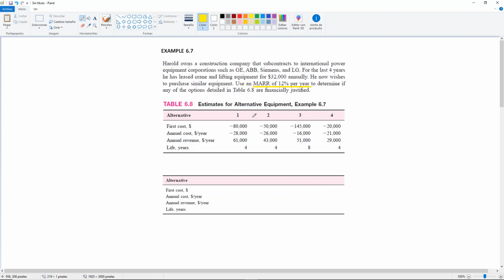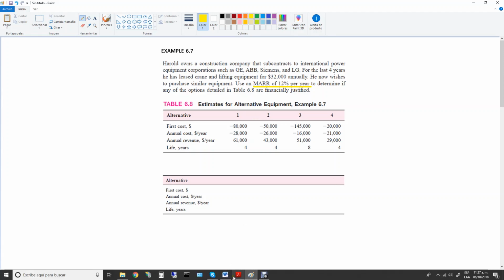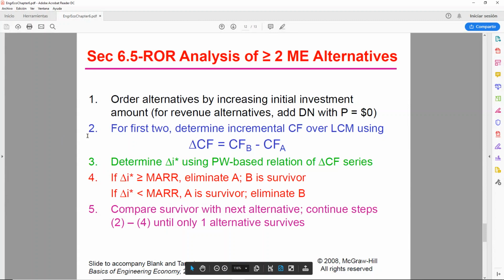First of all, this problem requires a series of steps, and we will be going over it step by step in order to find the best alternative. In this slide, you can see that there are 5 steps. The 5th one is to repeat everything over and over again until you run out of alternatives. Step number 1 will be to order the alternatives by increasing initial investment. We previously talked about how the P, or the initial investment, influences the rate of return analysis, so we must order them by P.